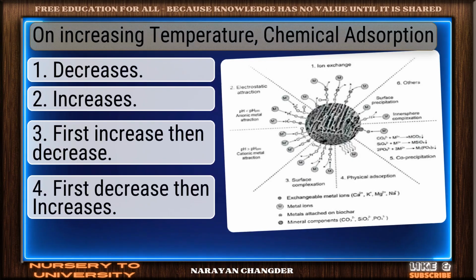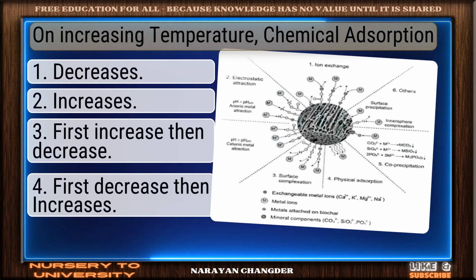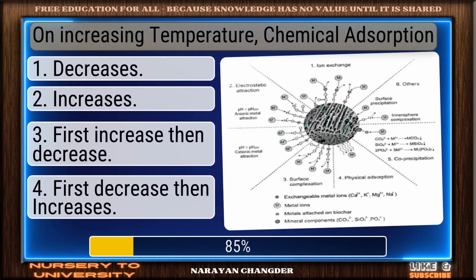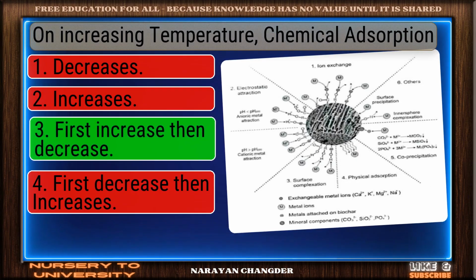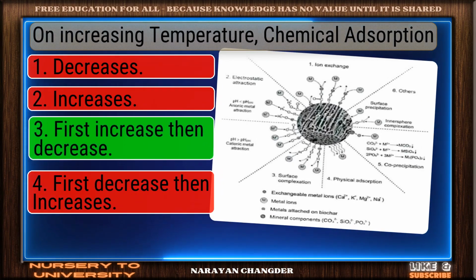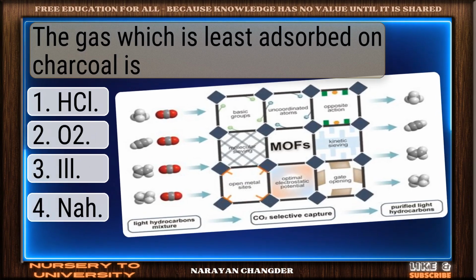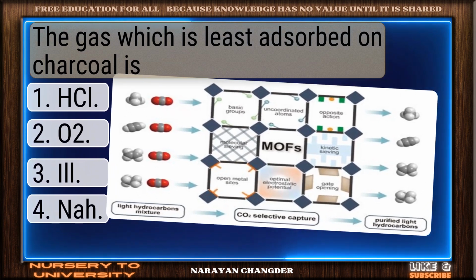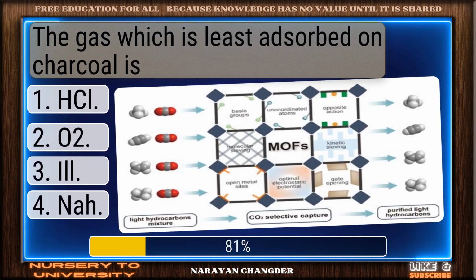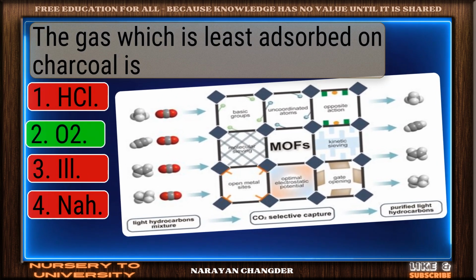On increasing temperature, chemical adsorption. Nice selection. First increase, then decrease is the correct and valid answer. The gas which is least adsorbed on charcoal is... Great job. 2 is the accurate answer.